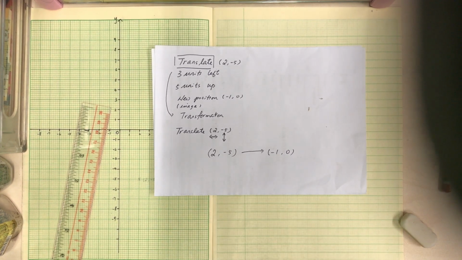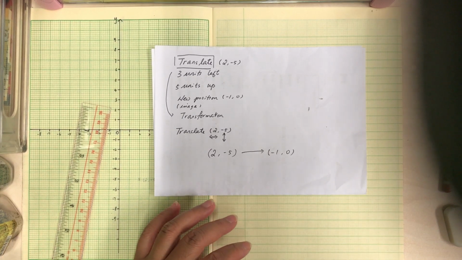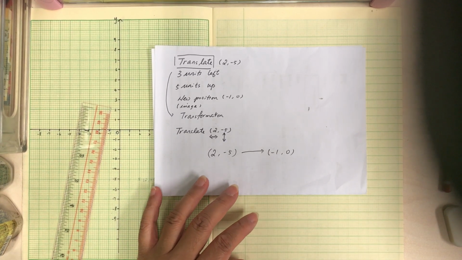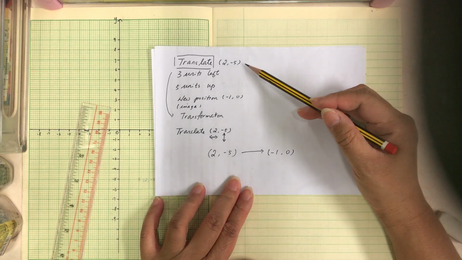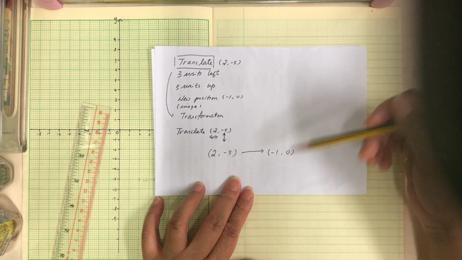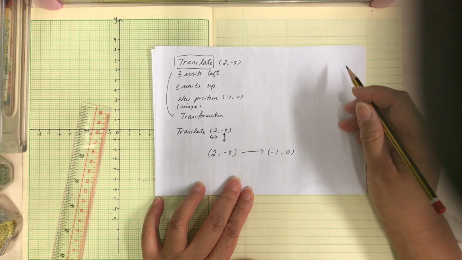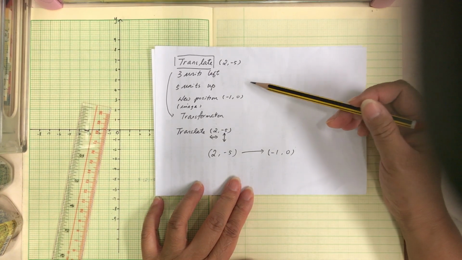In the last video, we have seen how we can find the new coordinates after the translation. But if you look at the original coordinates and the resulting coordinates, you may find some ways to figure out the new position without using a piece of graph paper. Now, let's take the previous example.